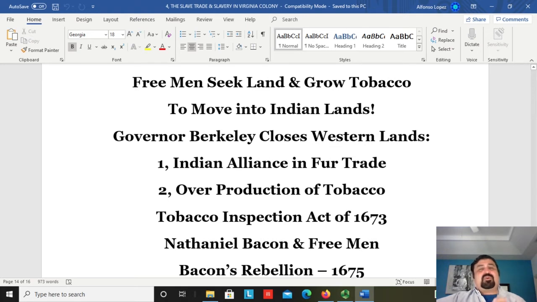And they're free because they're no longer indebted. They're not bound. They're not servants anymore. They're not in that status. They were released from the plantation. Now, this group is beginning to grow and grow.